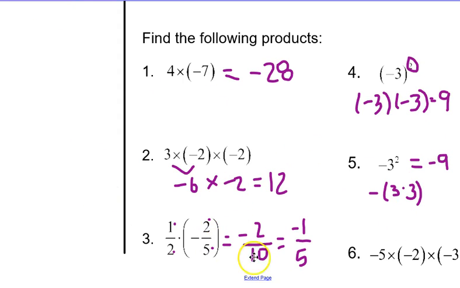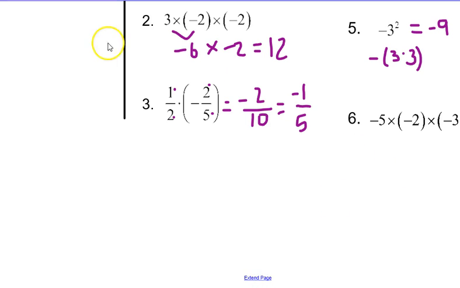Number 6, we have negative 5 times negative 2 times negative 3. So negative 5 times negative 2. Negative times a negative is a positive. 5 times 2 is 10. And then we multiply that by negative 3. Positive times a negative is a negative. 10 times 3 is 30. So our answer is negative 30.